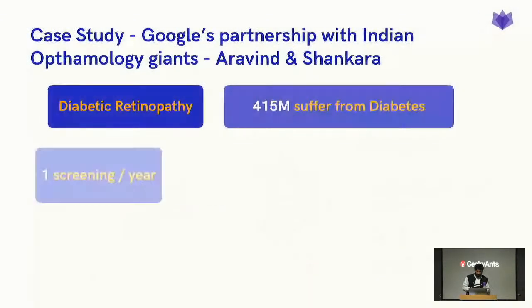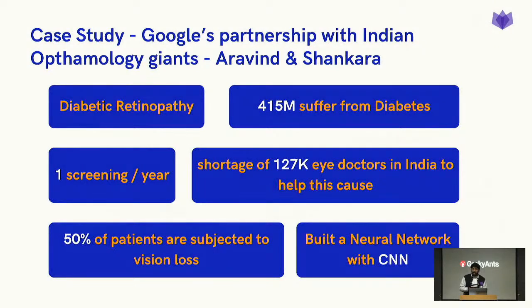Now I'm going to talk about a specific case study by Google, right? There are 415 million people who suffer from diabetes across the world, right? And there are various side effects and problems that occur due to diabetes, and diabetic retinopathy is one among them, right? Now, Google, in partnership with Aravind and Sankara hospitals in India, did this setup. Why did they do this? Because India is short of 127,000 eye doctors, or ophthalmologists, and every patient who's diabetic needs to get screened at least once a year, right?